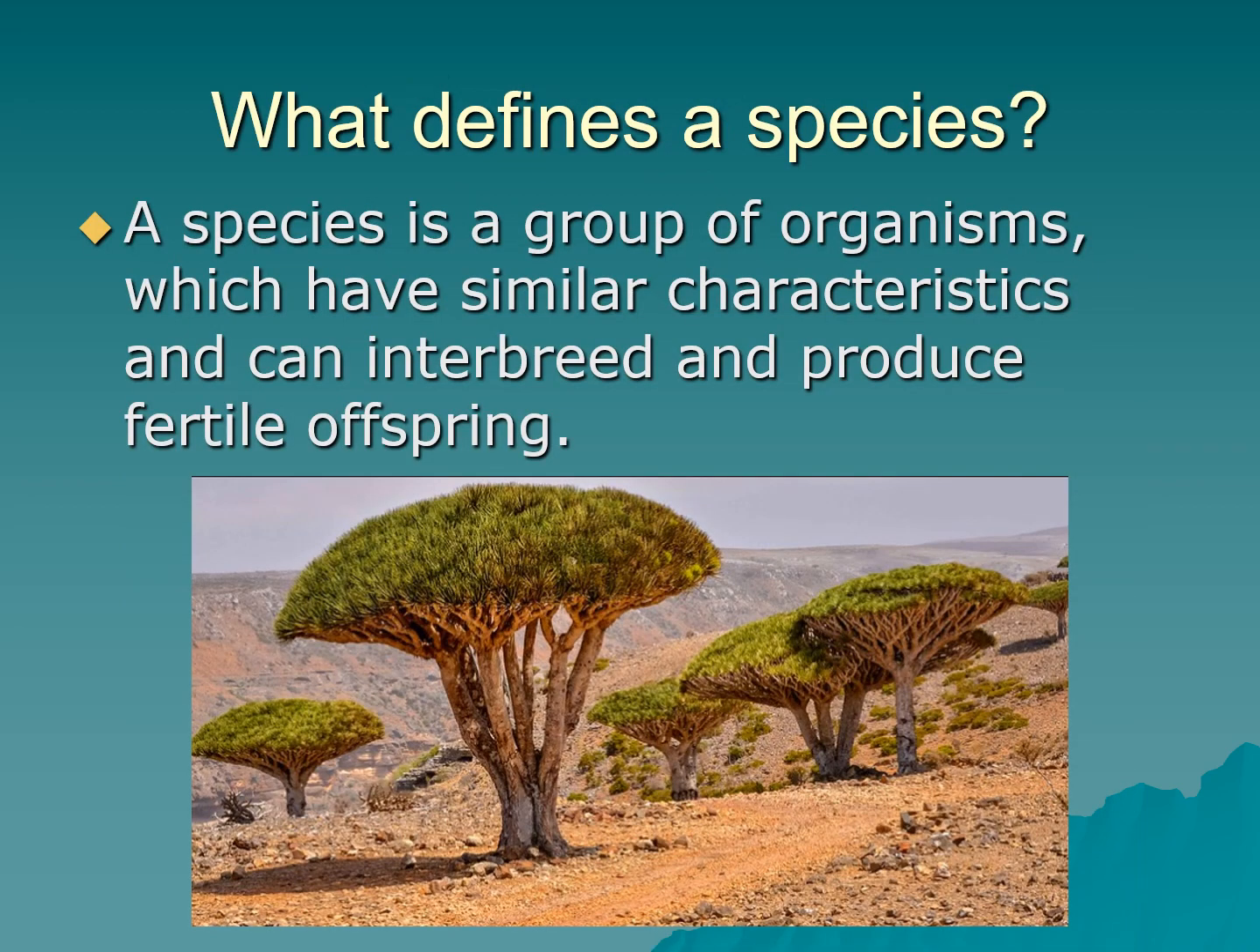So just as a reminder, we've talked about this before, but what defines a species? A species is a group of organisms which have similar characteristics and can interbreed and produce fertile offspring. This is something we've hit on before, should be familiar. These are great. These are called dragon's blood trees. Cool.